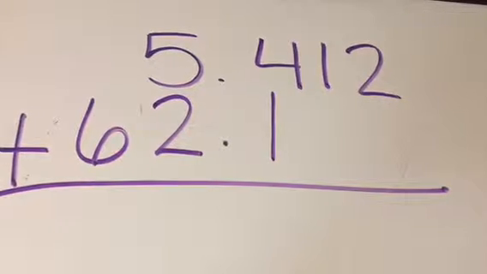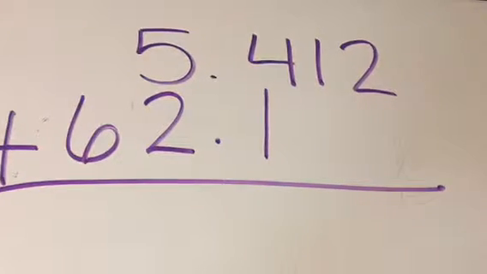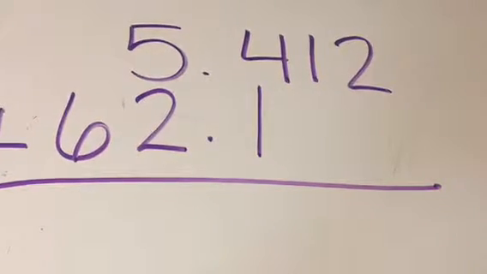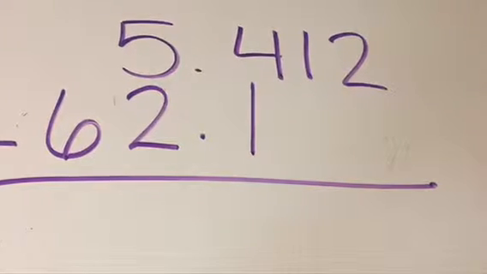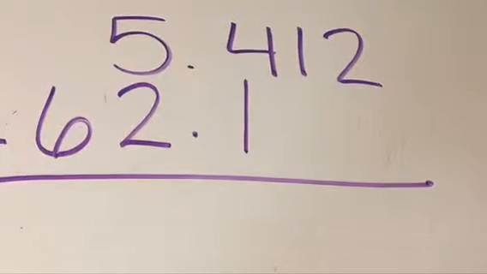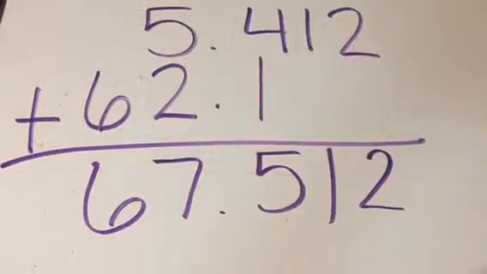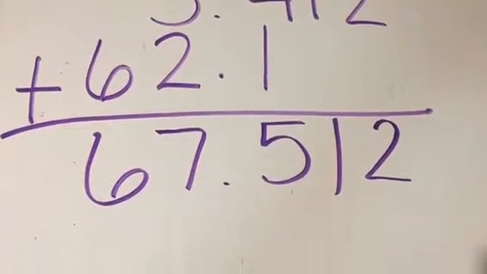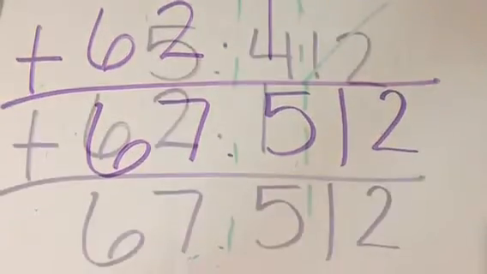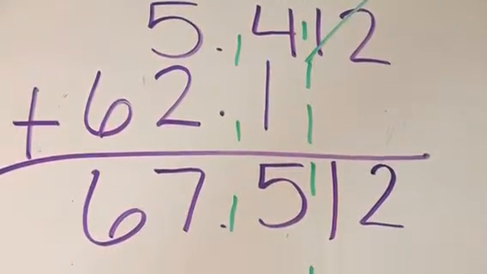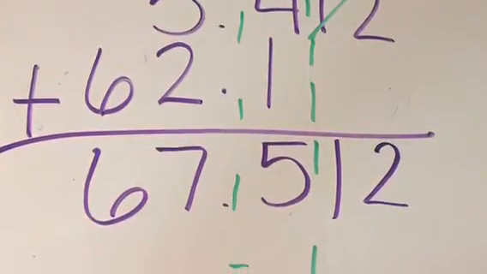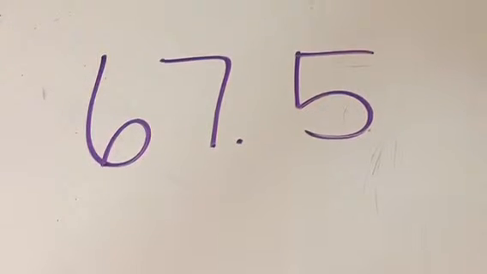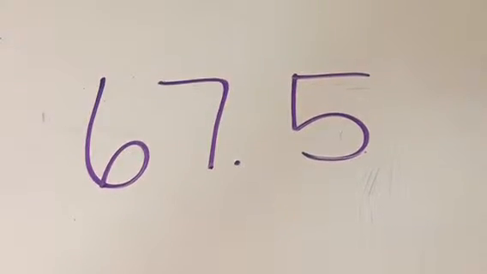First, let's add 5.412 plus 62.1. We're going to want to put that in a column like this example. As you can see, we added and got 67.512. However, we want to find the last place where all the numbers are in. So the answer would turn out to be 67.5.